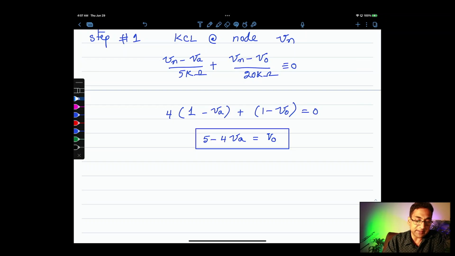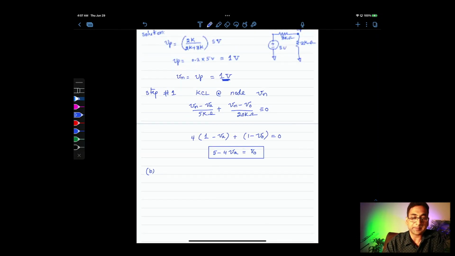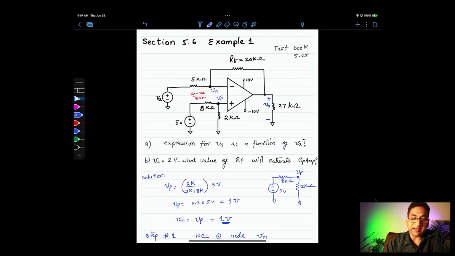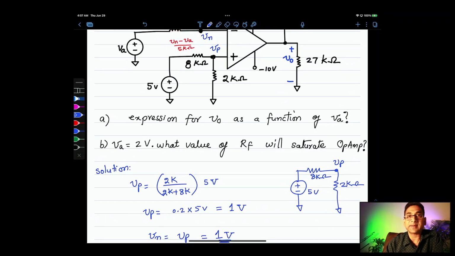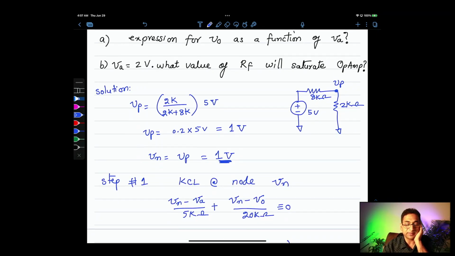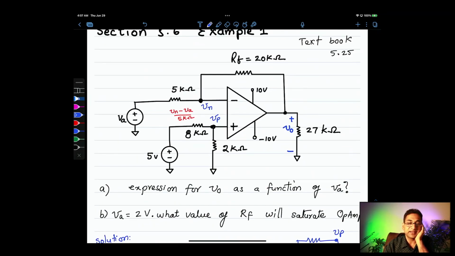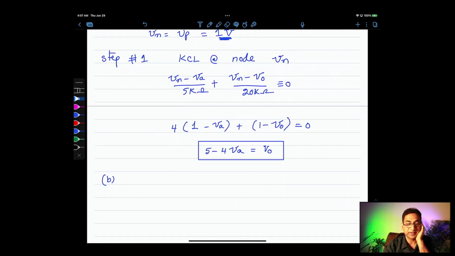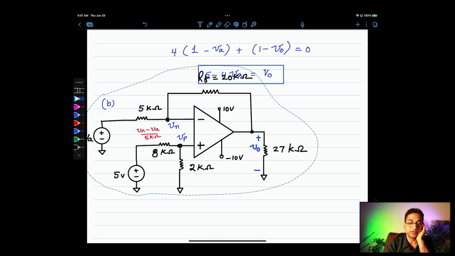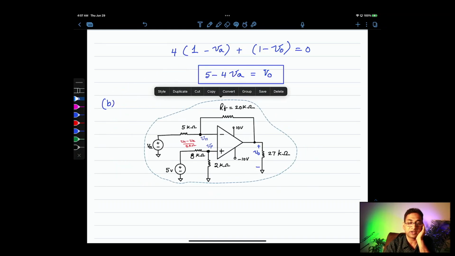Okay, let's see problem B. What does B say? Va is 2 volts. What value of RF will saturate the op amp? I'm going to simply copy all of this, and paste it over here so I can use it for my reference. I'm going to make it smaller.